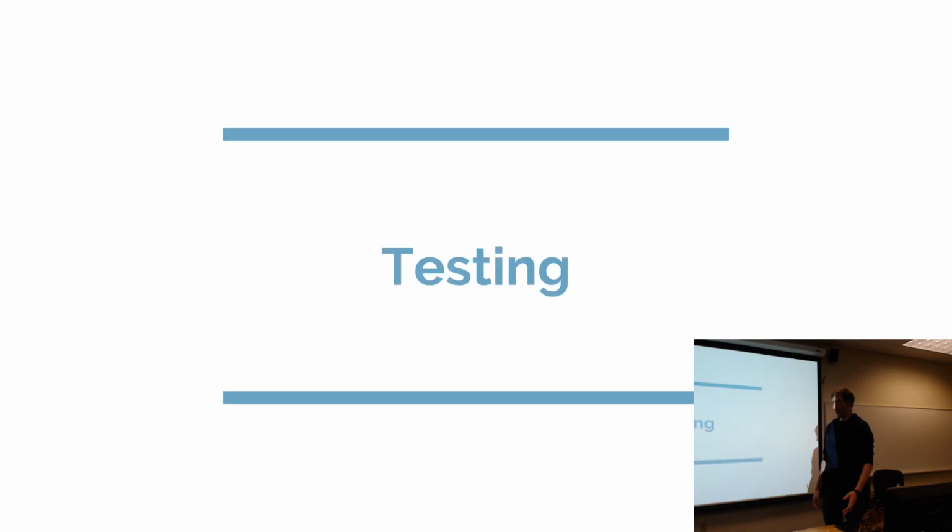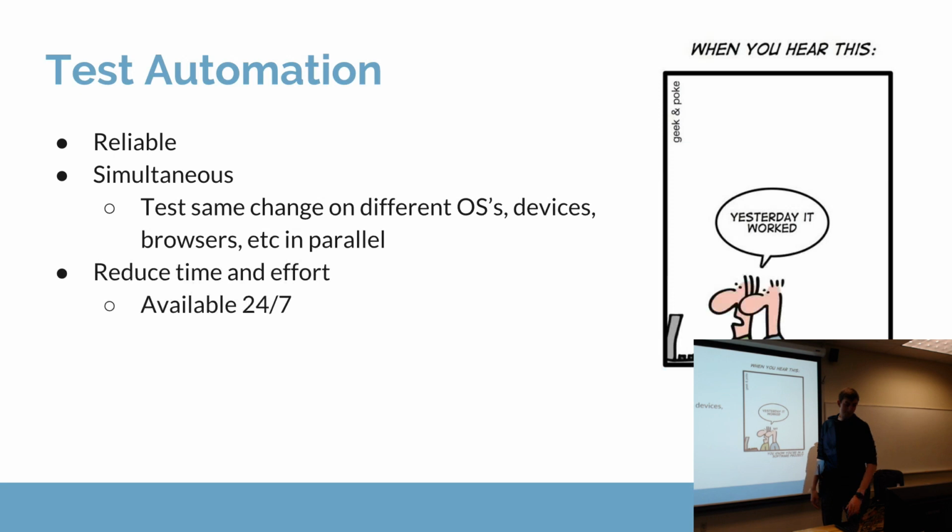So how do we test this? Well, let's talk about what general testing is first. It's reliable. It'll do the same thing over and over again because it's just a configuration. And it's simultaneous. You can test on a lot of different operating systems, browsers if you're doing web apps, and a whole bunch of other stuff in parallel. And it's available 24/7. Every time you make a commit at 3 a.m., it'll be there to test your commit for you.